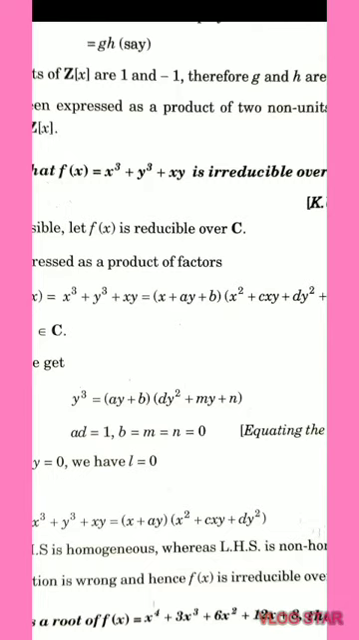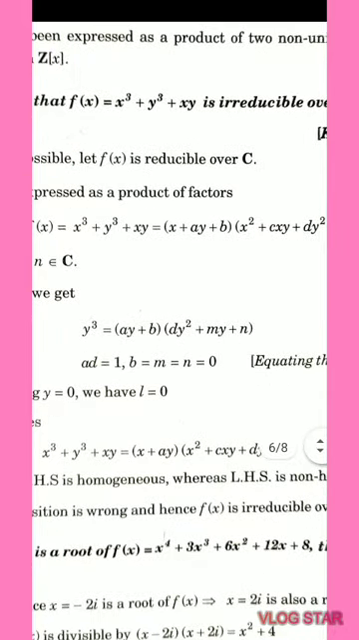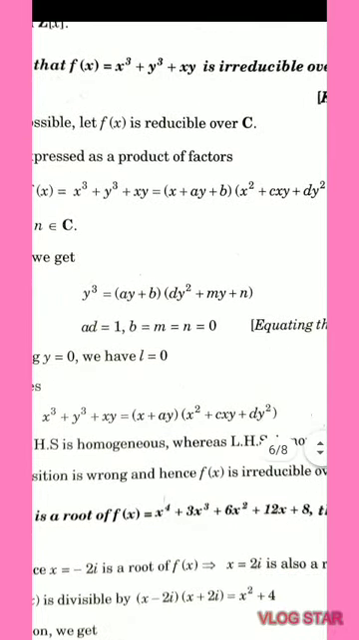Thus, what we get? f(x) is equal to x cube plus y cube plus xy equal to x plus ay into dy square plus cxy plus x square, right? So, which is observed as right hand side is homogeneous, whereas the left hand side is non-homogeneous. Thus our supposition is wrong, hence f(x) is irreducible over C, that is the field of complex numbers.